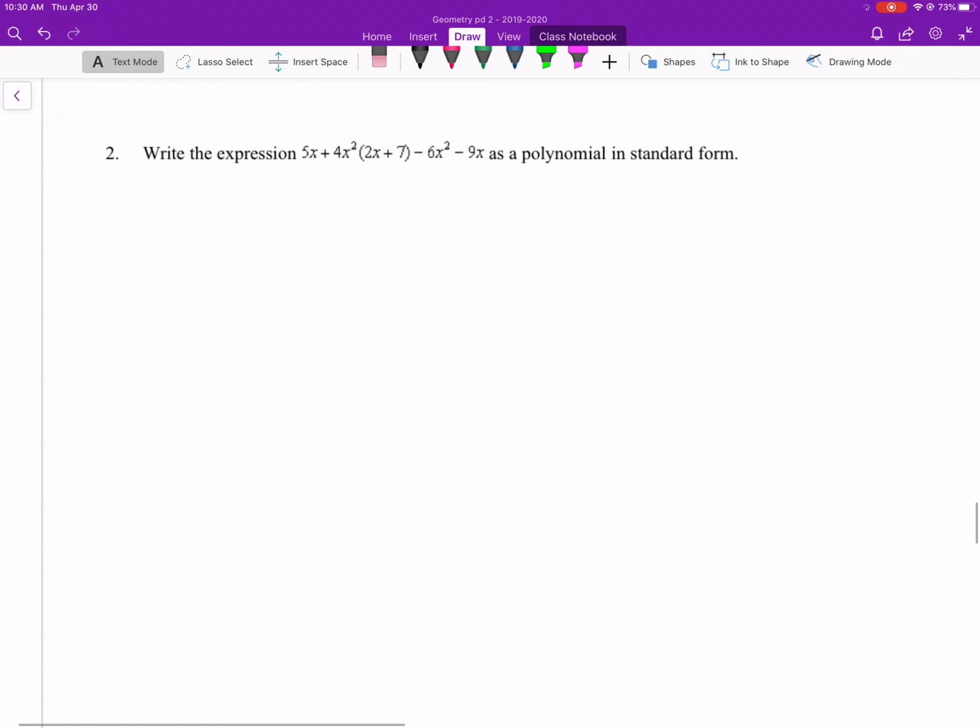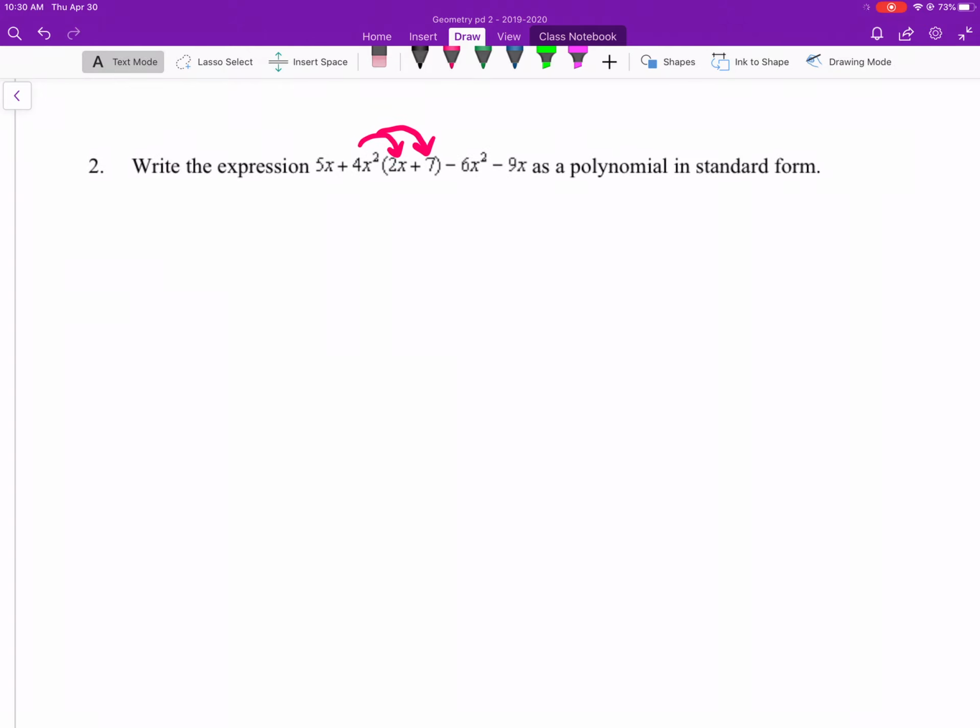Write the expression, you can see that, as a polynomial in standard form. So I don't see any binomials, so two-term expressions being squared, so there's no box method, but I do see 4x squared in front of parentheses. So you know, a monomial in front of a binomial like that. We have to make sure that we distribute. So that 5x stays in front.